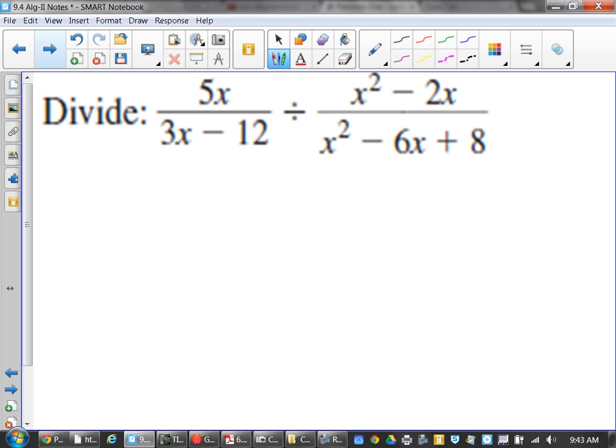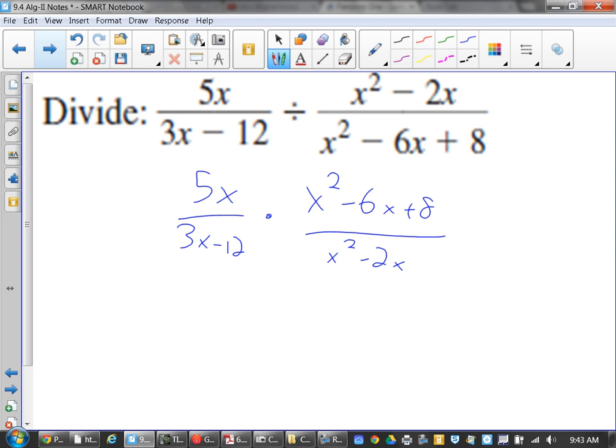Division! Alright, here's what I'm going to tell you to do right off the bat. If you guys are the type of person that writes down the problem before you do any of your factoring, I want you to automatically flip the other side. When you write it down as 5x over 3x minus 12 times x squared minus 6x plus 8 over x squared minus 2x, you're going to turn it into a multiplication problem at some point anyway. So just automatically flip the second fraction. Remember, division is the same thing as multiplying by the reciprocal. So when you do that, you can factor everything out and simplify from there, okay?